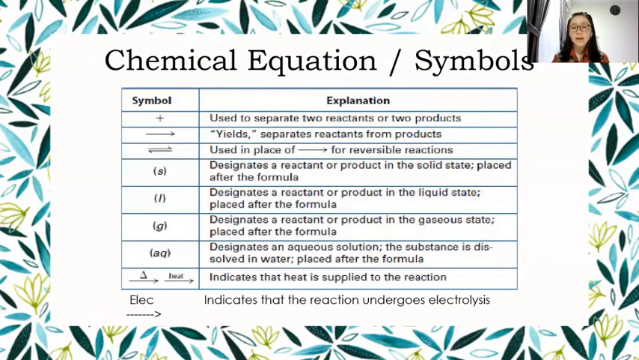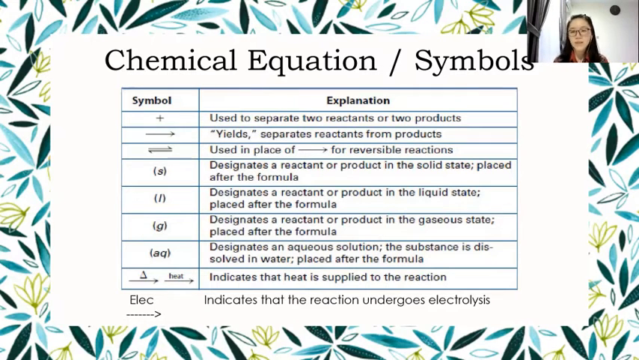Let's move on to the chemical reaction symbols, the symbols used in a chemical reaction. The first symbol used is the plus sign. It's used to separate two reactants or two products. Like in the example A plus B, it separates the two reactants A and B. And the arrow symbol, yields, is used to separate reactants from products. So it separates A, B from AB.